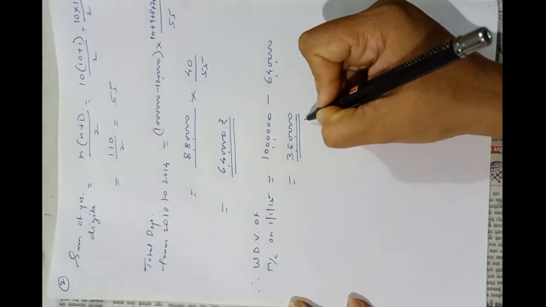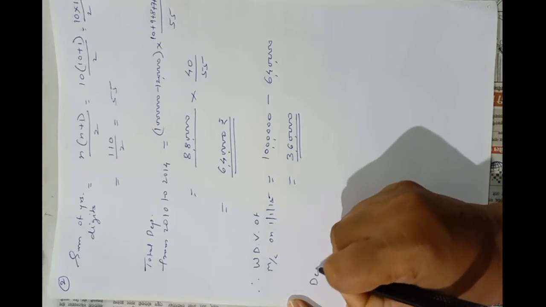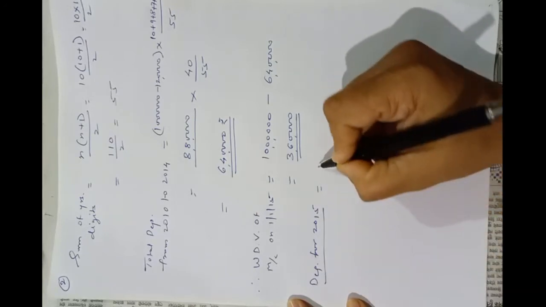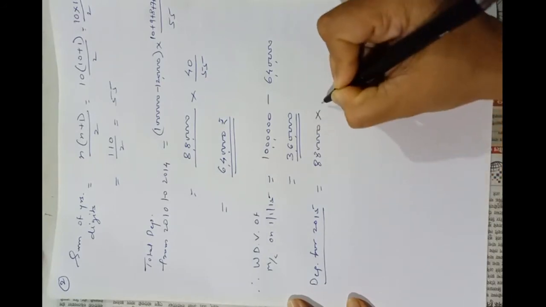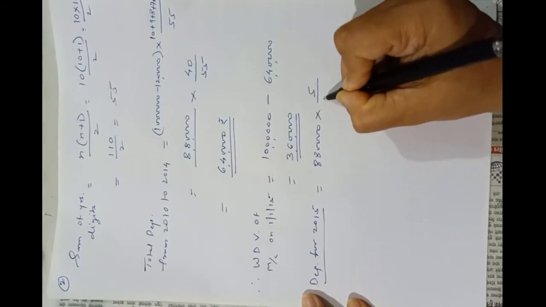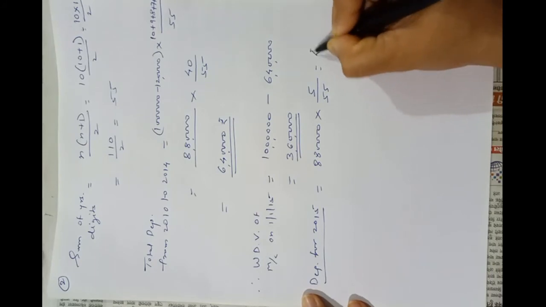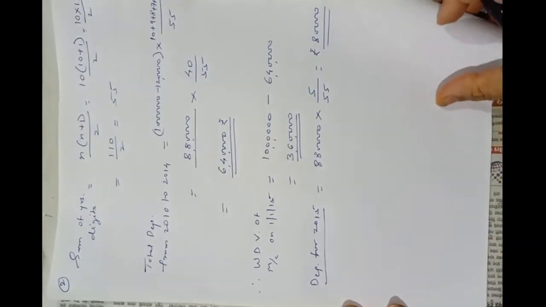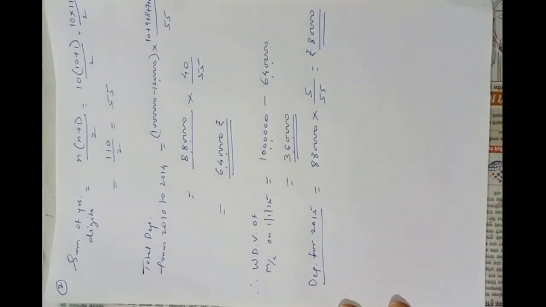Okay, now we'll calculate depreciation for 2015. On 31st December 2015 it will be cost minus scrap value, that is 8,80,000 into this year 5 upon 55. Understood? So the depreciation will be rupees 80,000 in the year 2015, that is as on 31st December 2015 we have to provide for depreciation rupees 80,000. Understood?